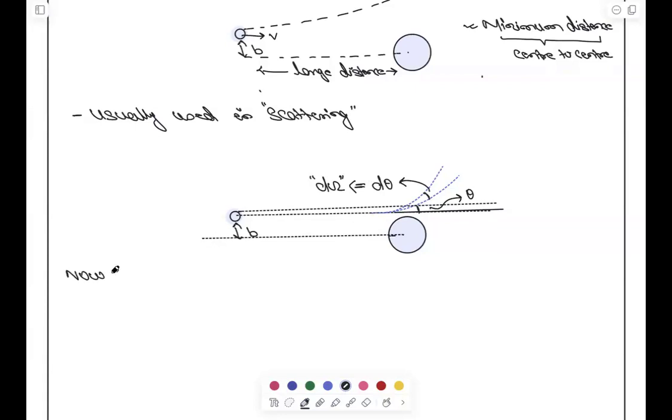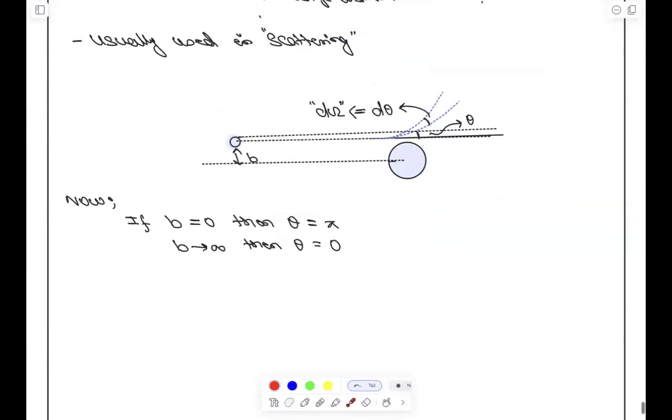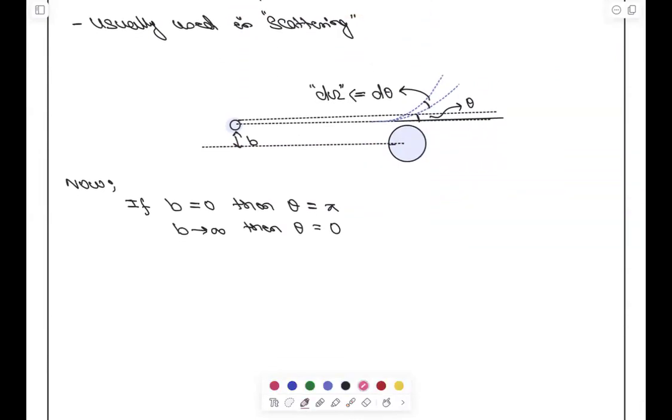Now tell me everyone, if B is equal to 0, then what will be theta? Pi. It will hit and come back. If B changes to infinity, then what will be theta? 0. Very good. Everyone understanding it or not? अगर ये बहुत दूर होगा तो डिफ्लेक्टेड ही नहीं करेगा. Yes or no? चलो.